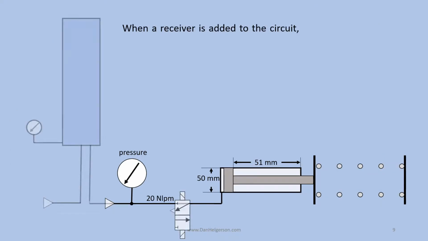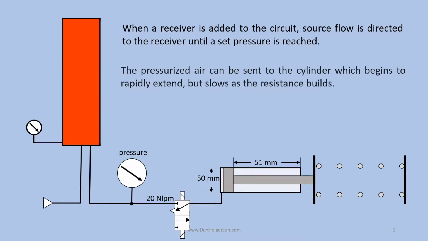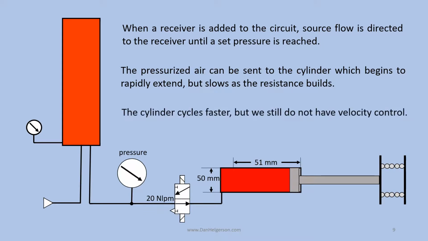When a receiver is added to the circuit, source flow is directed to the receiver until the set pressure is reached. The pressurized air can be sent to the cylinder, which begins to rapidly extend, but slows as the resistance builds. The cylinder cycles faster, but we still do not have true velocity control.